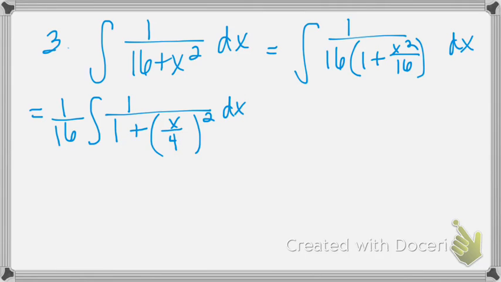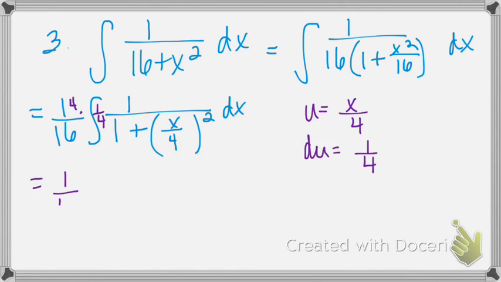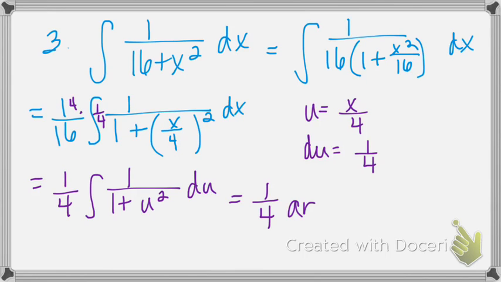It now looks like an arctan problem because it's 1 plus something squared. So I let u be x over 4, the thing inside the square, just like the arc sine one. du is 1/4. So you got to have that 1/4 in. I have to take that 4 out. So I get 1/4 the integral 1 over 1 plus u squared. And now it looks like arctan.